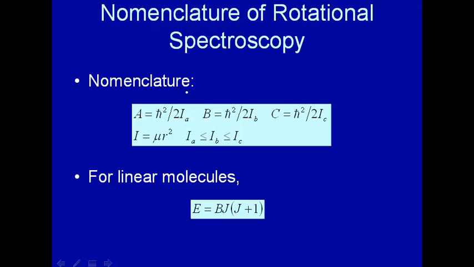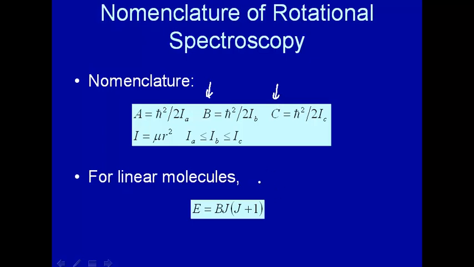So if you have three moments of inertia, you have three values of h bar squared over 2I: A, B, and C, corresponding to the moments of inertia along A, B, and C. You call h bar squared over 2 times the moment of inertia A, where A is the smallest moment of inertia, you give that the symbol capital A. And then rotation around the one that's in between the smallest and largest is given the symbol B, and for the largest moment of inertia, h bar squared over 2I_C, rotation about that axis is given the symbol C.